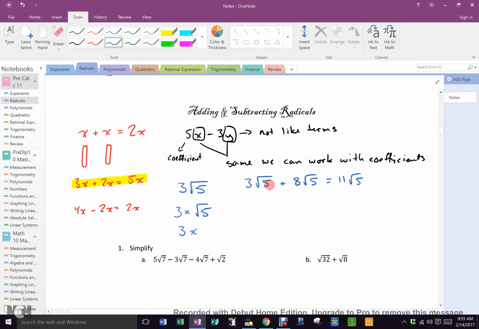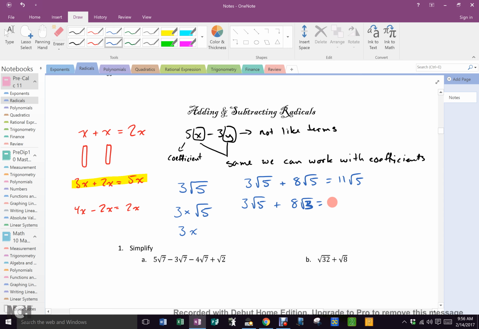Cool? Because root 5 and root 5 are the same thing. We don't know what it is, but we know that if I take 3 times that and I add 8 times that, I'm going to get 11 times that. Right? So that is why this root 3 doesn't work. Because when I do 3 times root 5, I'm not going to get the same thing as 8 times root 3. Everybody with me?